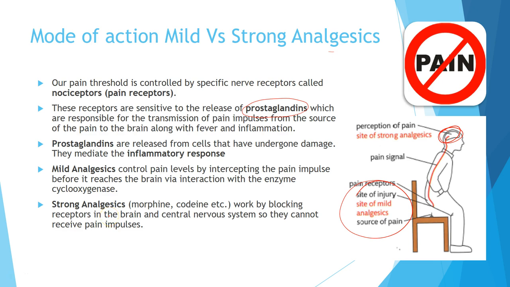Strong analgesics, however, which are our opiate-based painkillers such as morphine and codeine, which we'll look at in more detail, work by blocking the receptors in the brain. So this nociceptor prostaglandin mechanism isn't interfered with. It still goes along, but the pain signals now are blocked in the brain and the central nervous system. So it basically closes the door to the signals and says, no, not listening, not receiving any pain signals from you, and shuts the brain off from reacting to that pain. Whereas the nociceptors and prostaglandins, when we use mild analgesics, they stop the pain signal from getting to the brain in the first place.